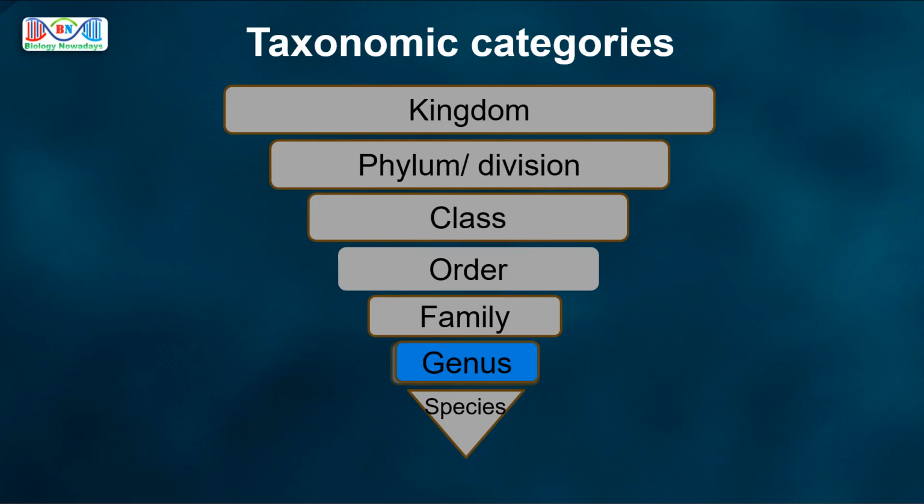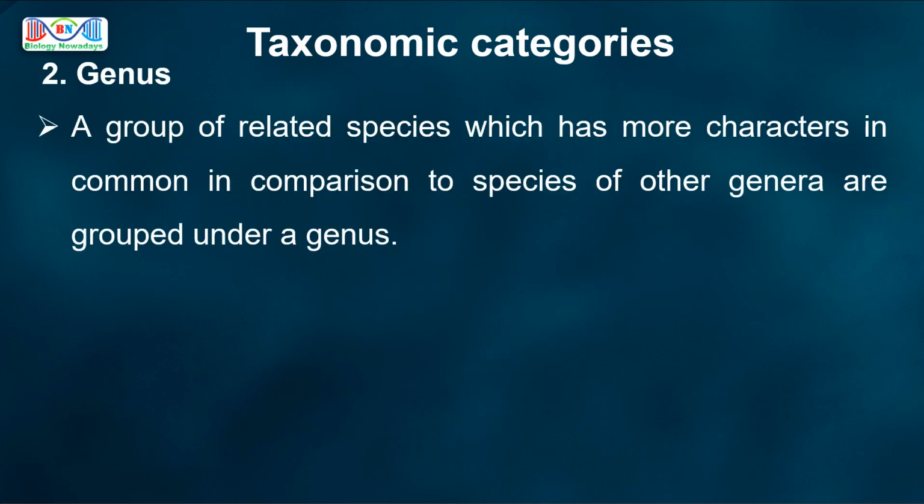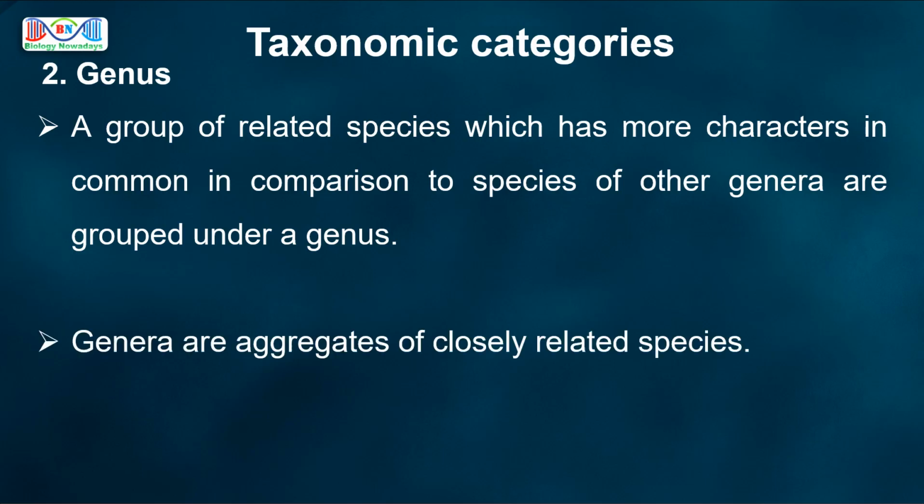Next higher category is genus. Plural form is genera. A group of related species which has more characters in common in comparison to species of other genera are grouped under a genus. We can say that genera are aggregates of closely related species.